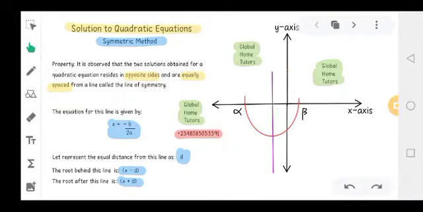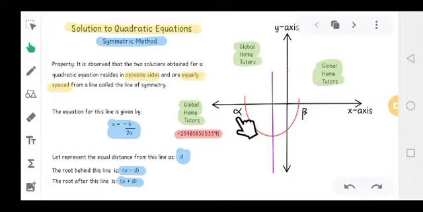Today we want to look at solutions to quadratic equations using the method of symmetry. So what exactly do we mean by the method of symmetry? There is a particular property. We all know that when we solve a quadratic equation, we get two values. The two values are called the roots of the quadratic equation.